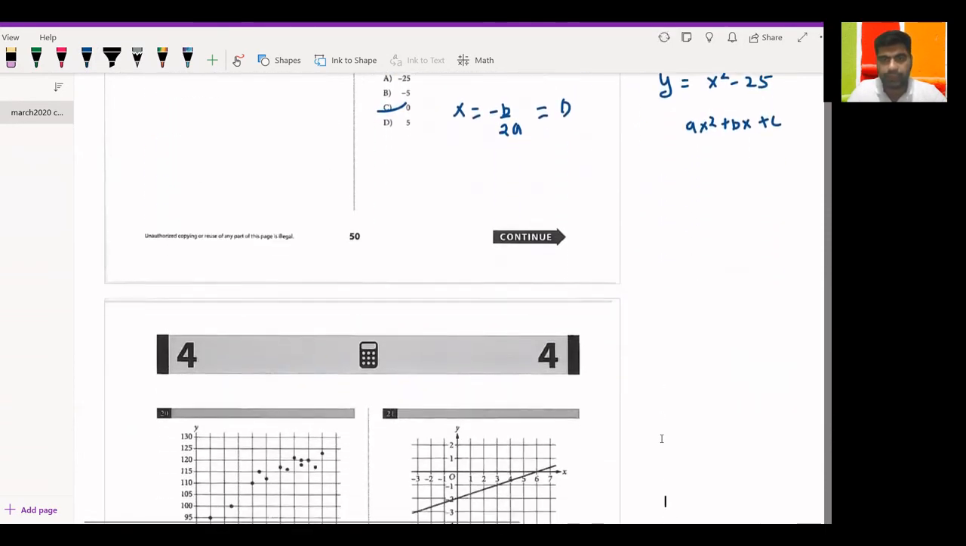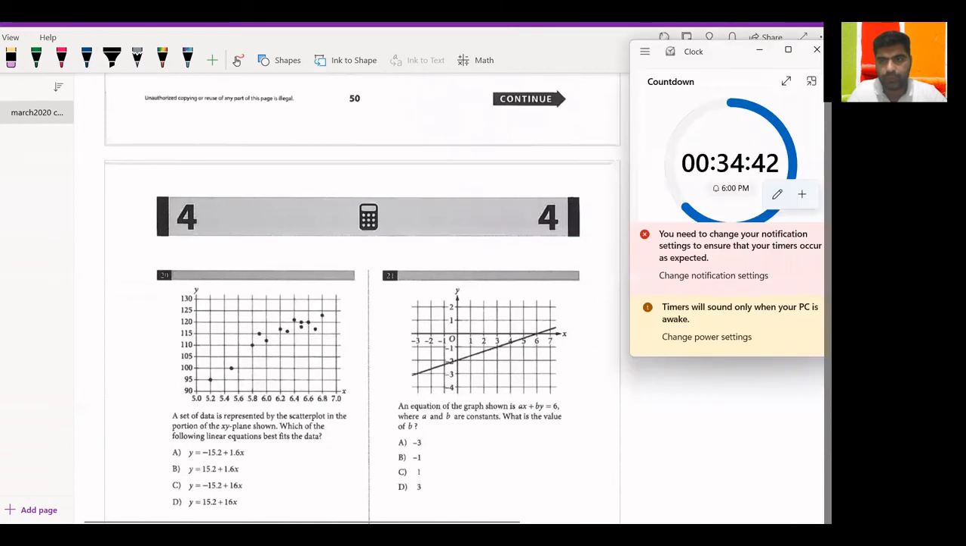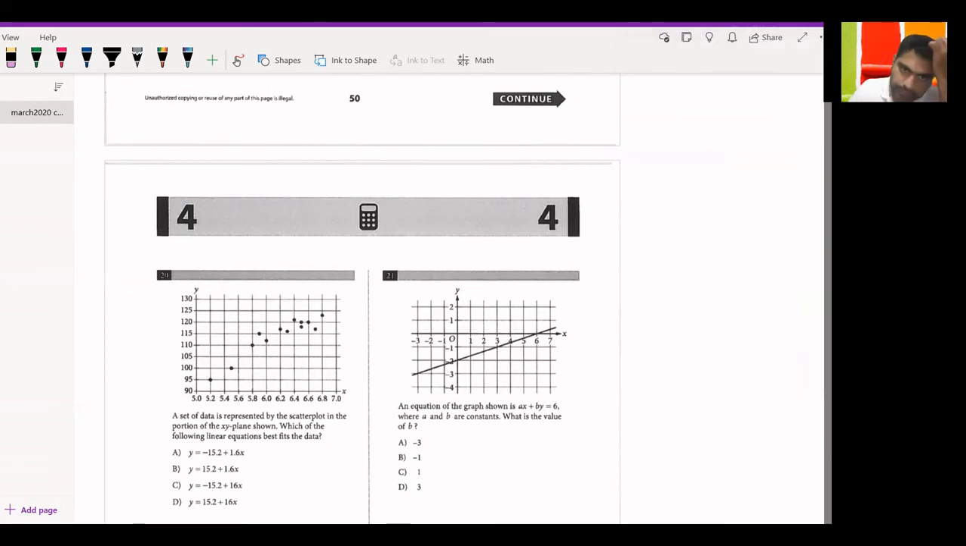19, we are halfway there. Let's check our time. We spent a little close to 20 minutes. So we'll be able to finish it in hopefully 40 minutes. Let's check.